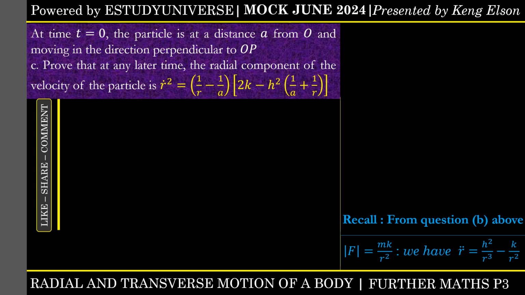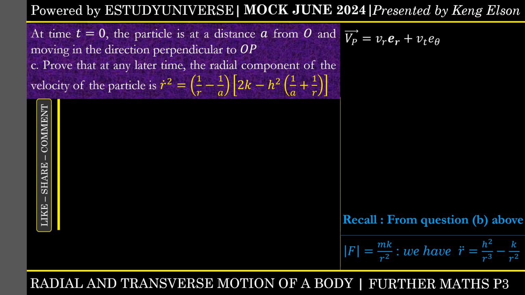So the last part of this question: at time t equal to 0, the particle is at a distance a from O and moving in a direction perpendicular to OP. We need to prove that at any later time, the radial component of the velocity of the particle is given by this. First of all, we start by defining the velocity.